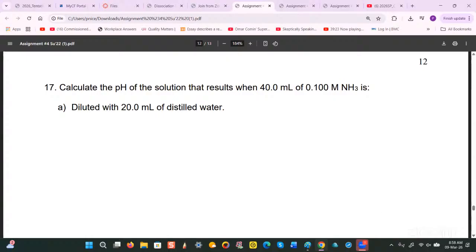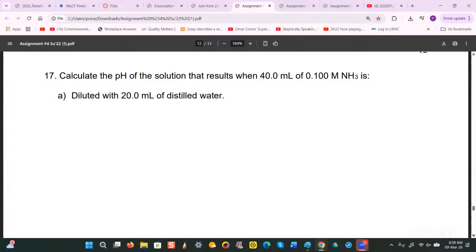All right. This question is saying, calculate the pH of a solution that results when 40 mL of a 0.10 M ammonia solution is diluted with 20 mL of distilled water. Okay, I'm very interested in hearing what you guys have to say about solving this one. So you're starting off with 40 mL of a 0.10 M ammonia solution, and you're diluting it with 20 mL of distilled water.